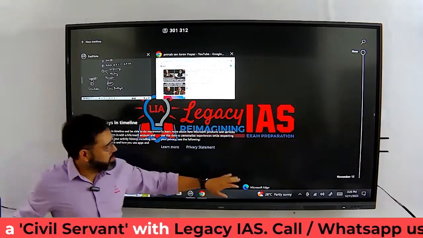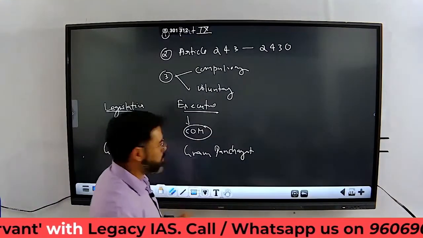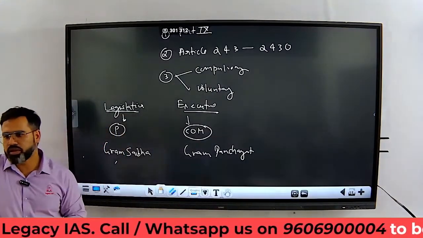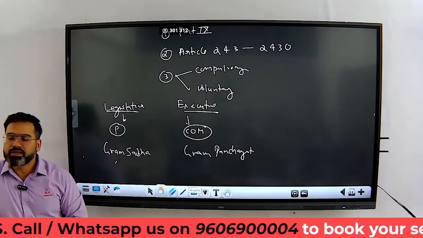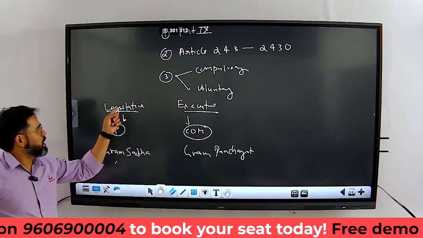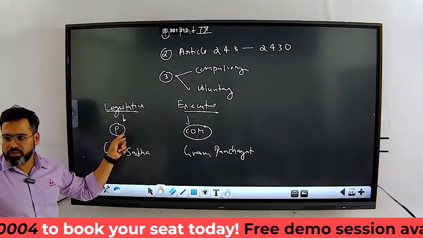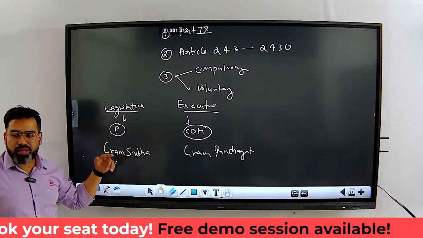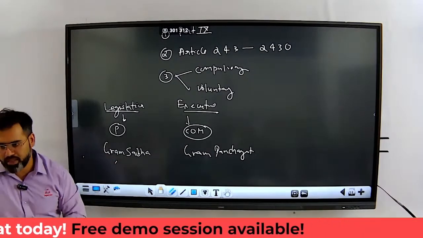So in Gram Sabha basically everyone is included, correct? Gram Sabha mein everyone is included. So it is more participatory in nature. Look, in Parliament everyone is not included, but here everyone is included. So that is why it is called participatory democracy.